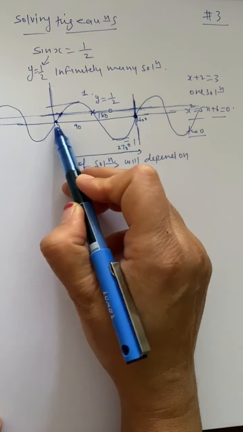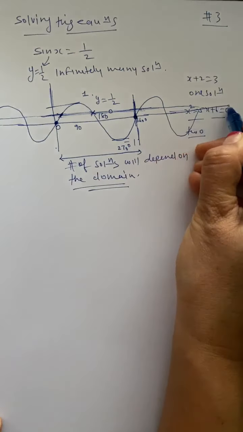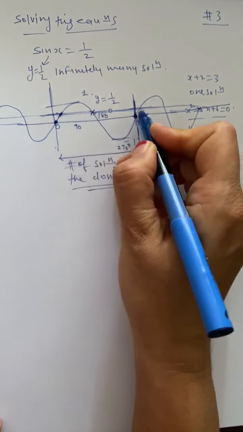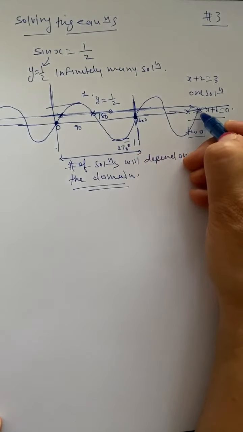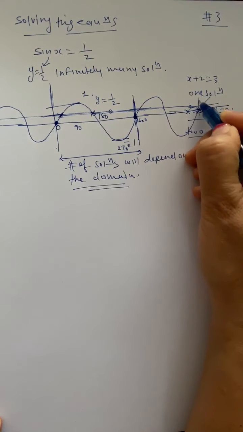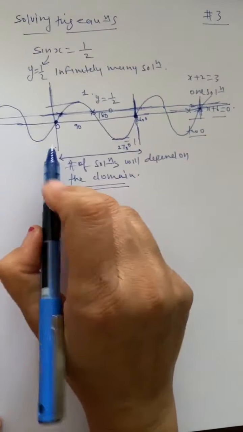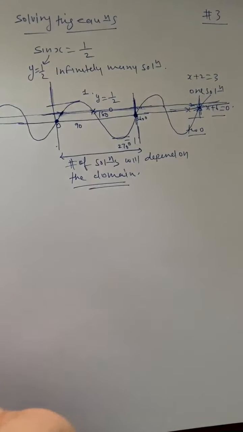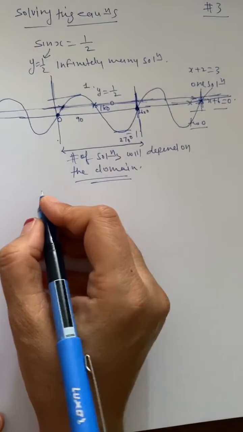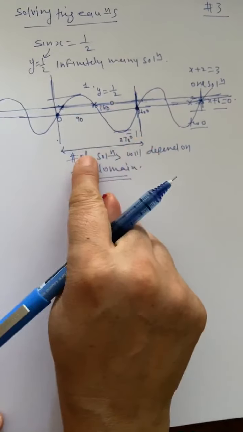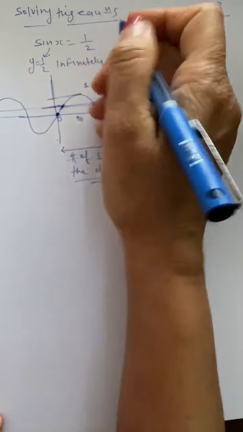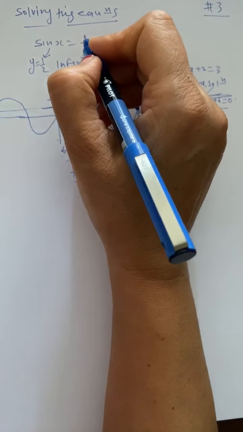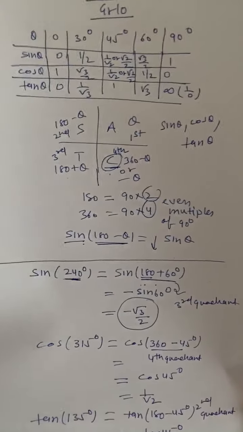And if I increase this, let's say to 720, then you can see 1, 2, 3, and 4, because this intersection will go after 720. So the number of solutions will depend on the domain. So domain plays a very, very important role. So this is how you can do it using graphs. Again, I'm doing the simple one when the values correspond to the values which you see in a table.